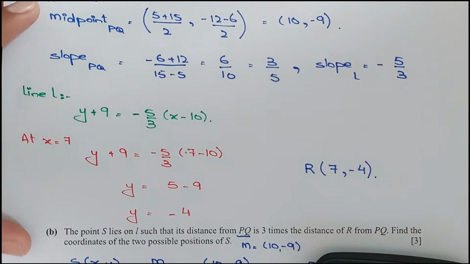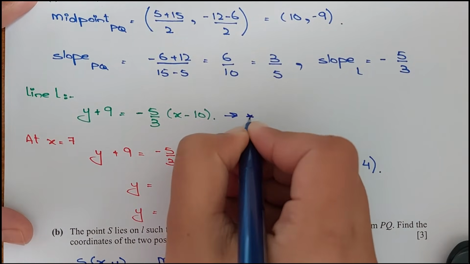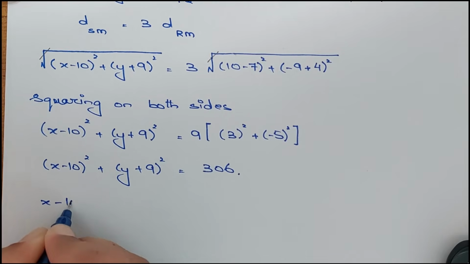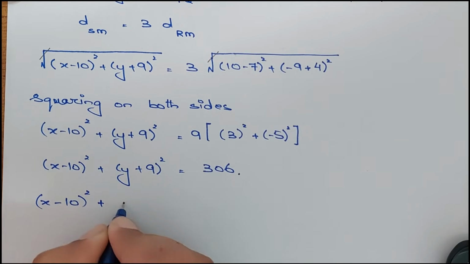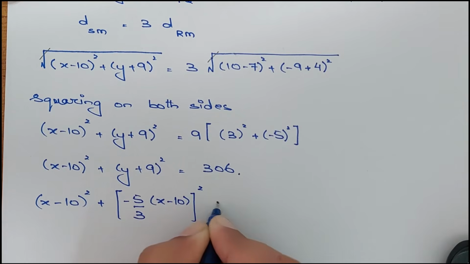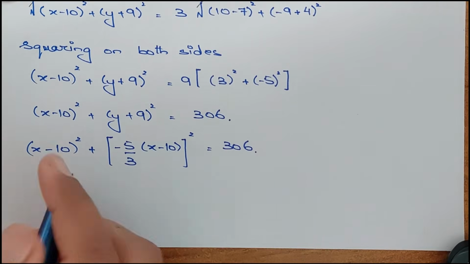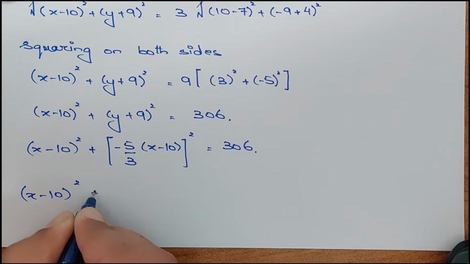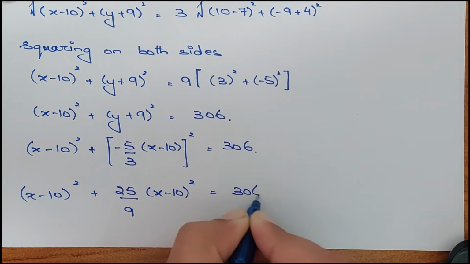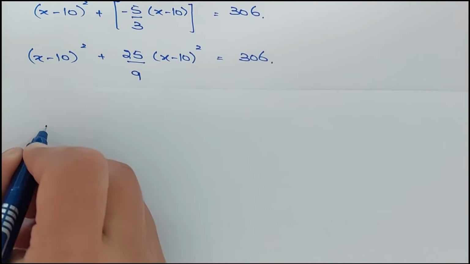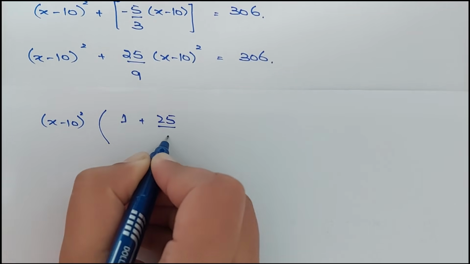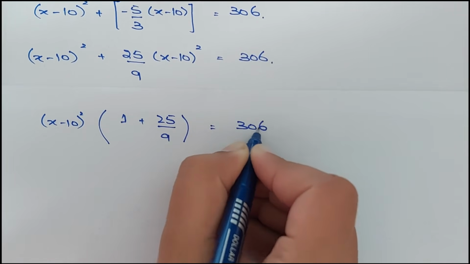From the first equation, we have the line L. This is my line L. We have the y plus 9 value, let me substitute that value over here. So (x minus 10) whole square plus (y plus 9, which is minus 5 by 3 times (x minus 10)) whole square equals 306. Now, 5 square is 25, 3 square is 9, so further simplification, let me take (x minus 10) whole square common. Here we are left with 1 plus 25 over 9, and this equals 306, right?